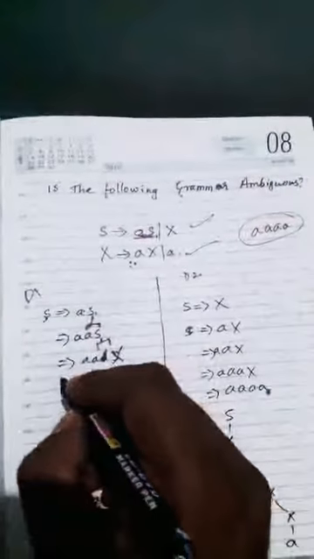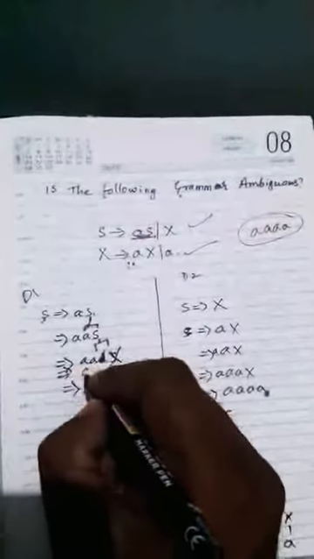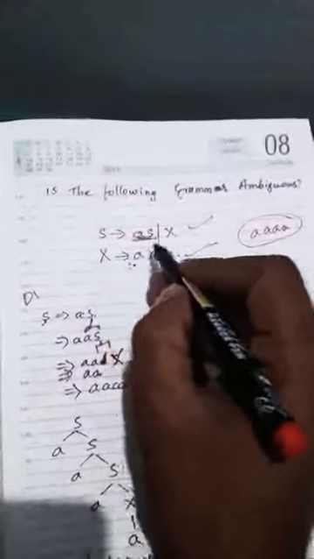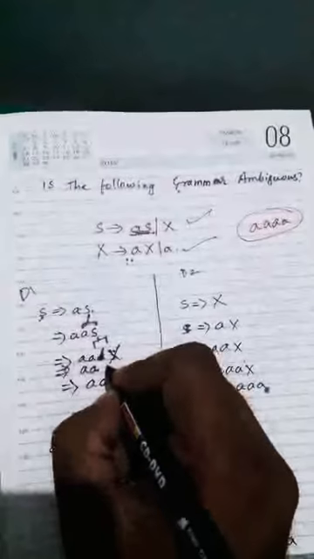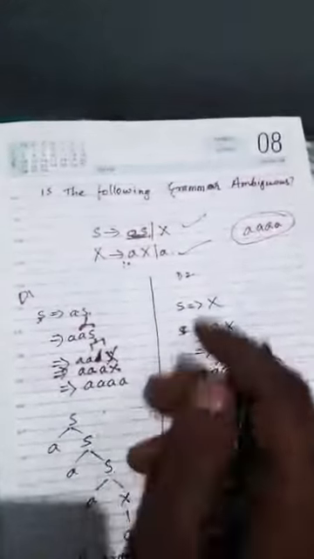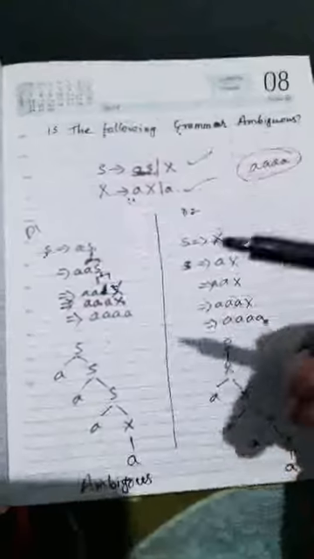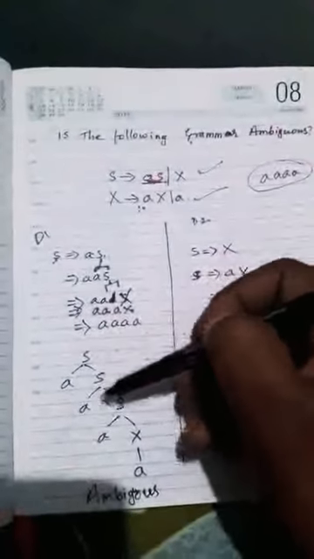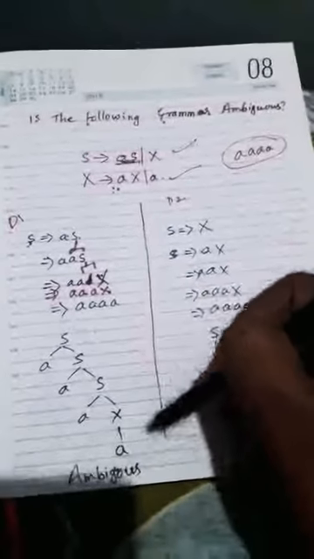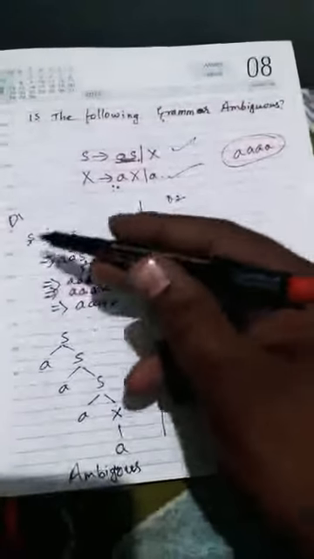Next, I will take 2 A's. This X can be replaced with AX, no? So this X I am replacing with AX. Finally this X I am replacing with A. For this, if you write the derivation tree, it looks like this. You have AS, then that S is replaced with X, then you are writing A. So this is a derivation tree for the above one.